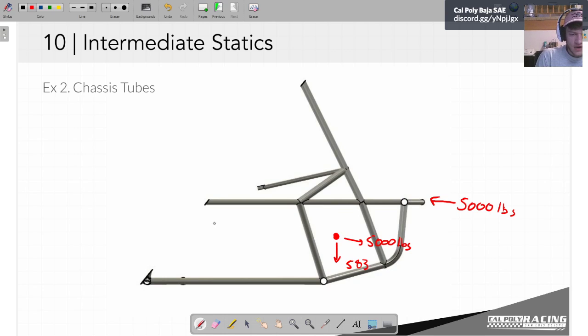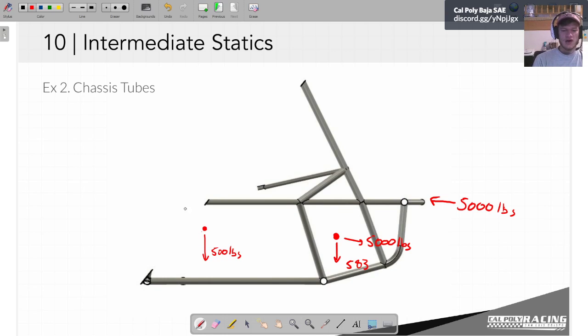And our center of gravity still acts on this model as a point located right there. This is CG, which is 500 pounds. Often when you're doing problems like this, it'll start to get problematic if you're doing method of sections and using your center of gravity.